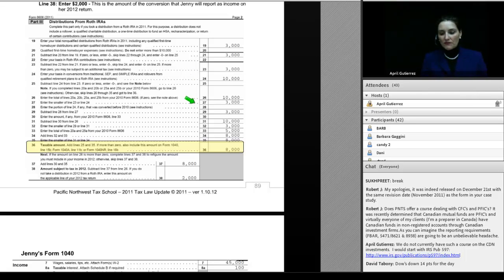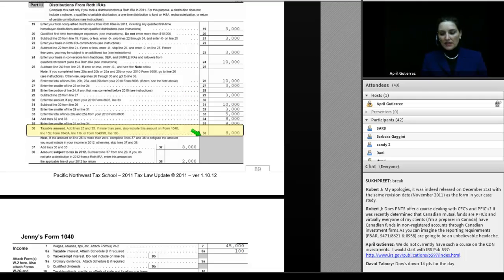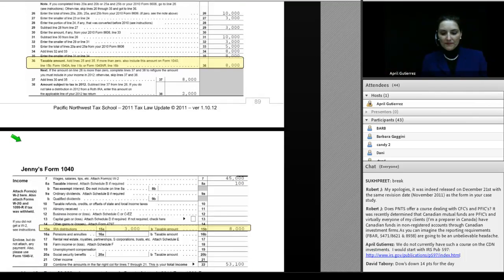Ultimately, by the time you're done, the form has you add up the 3 and the 5 and gives you 8. And then it says enter 8 on Form 1040, line 15B. And then you'll see the final line, line 38, says this is the amount that's subject to income tax in 2012. So Jenny doesn't get to pull out 3 in 2011 and claim it's part of the 5 that she's reporting in 2011. She's going to have to take the 3 and add it to the 5, and it's being subtracted out of the amount she would have reported for 2012.